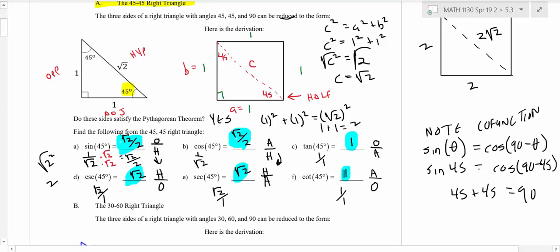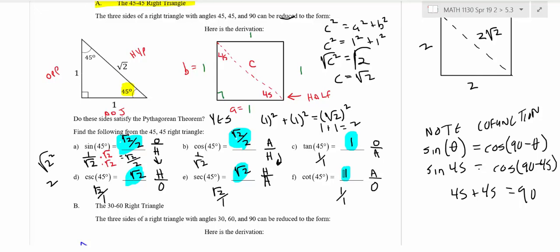Okay? So you want to know these things. You want to know the exact answer. You don't want to use your calculator to have to do the sine, cosine, and tangent of 45 degrees. You want to know that. And the special triangle is one way to do that. Later we're going to learn the unit circle.